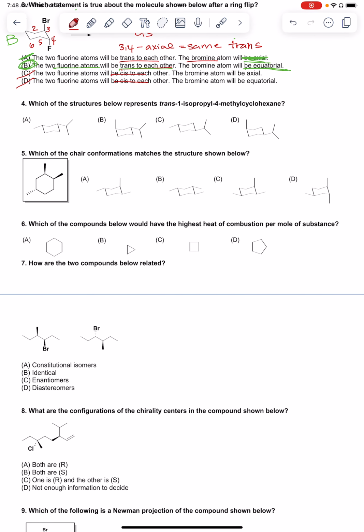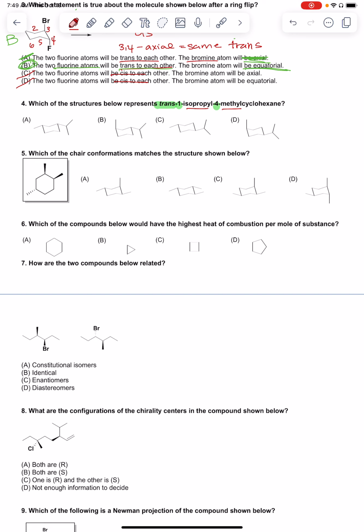Which of the structures below represents trans-1-isopropyl-4-methylcyclohexane? So here they tell us that it's trans, it's 1 and 4, and we've got an isopropyl and a methyl on a cyclohexane. So we see our chair conformation. The first thing I want to go ahead and do is number these.